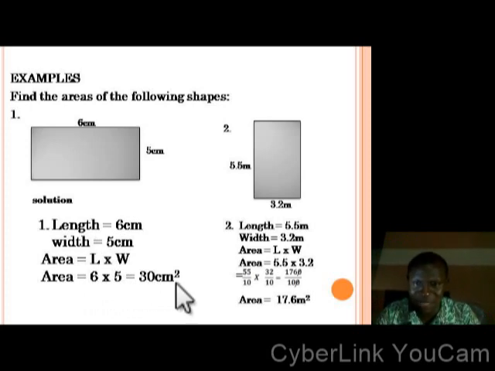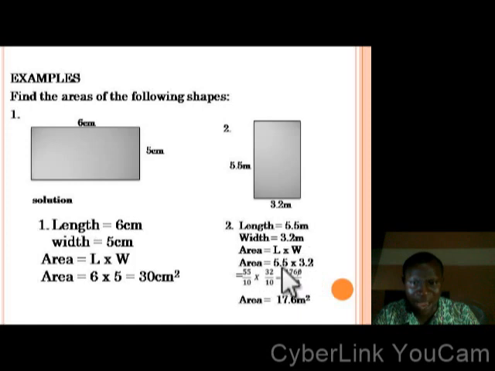Remember the unit, centimeter squared. We use centimeter squared because in the question we are given centimeters. If you are given meters, like in the case of this one, then you place it as meter squared. Now let's take a look at this. Here we have another question: the length of this rectangle is 5.5 meters and the width is 3.2 meters. How do we solve this? That's length times width, 5.5 times 3.2.